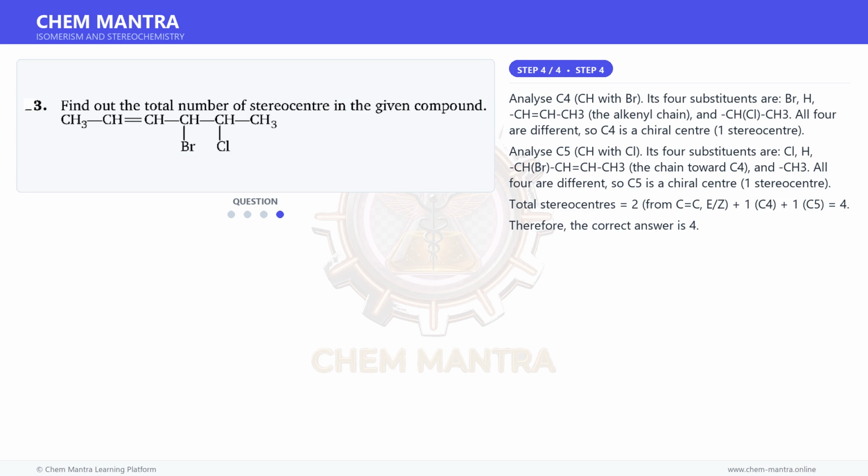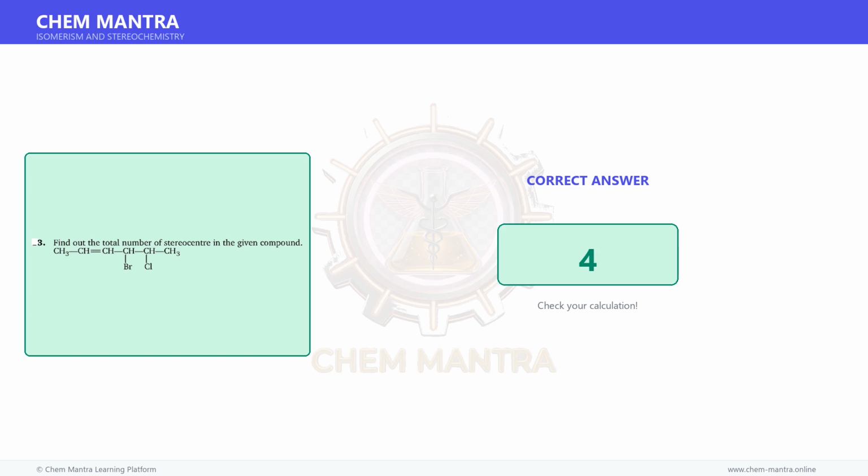Total stereocenters equals 2, from C=C E/Z, plus 1, C4, plus 1, C5, equals 4. Therefore, the correct answer is 4.